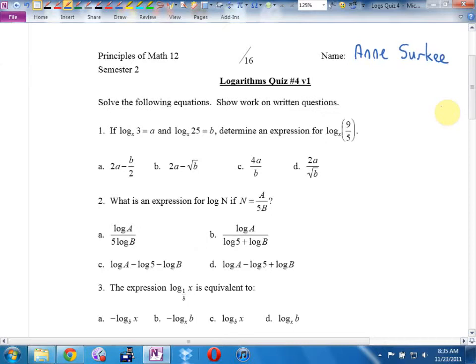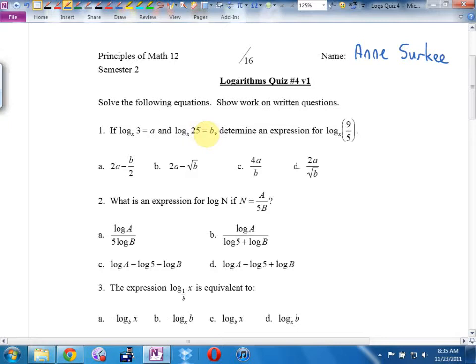If log base x of 3 equals a and log base x of 25 equals b, determine an expression for log base x of 9 over 5. First thing I said is I'm not using the base change law because it's base x, base x, base x. So that's nice. I already removed one complete strategy. Then I thought, that 9, I bet, goes with that 3. And that 5, I bet, goes with that 25. I bet that's why they picked those numbers.